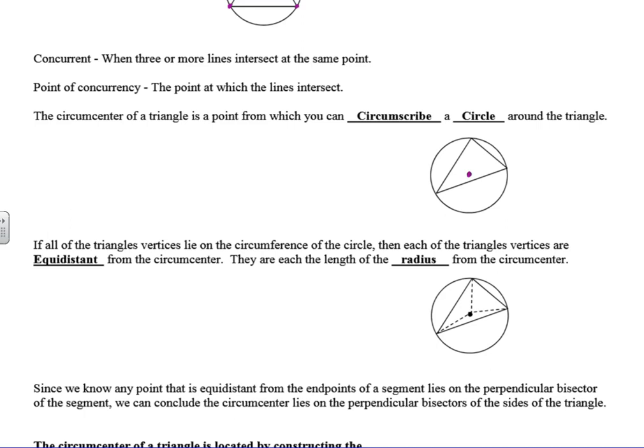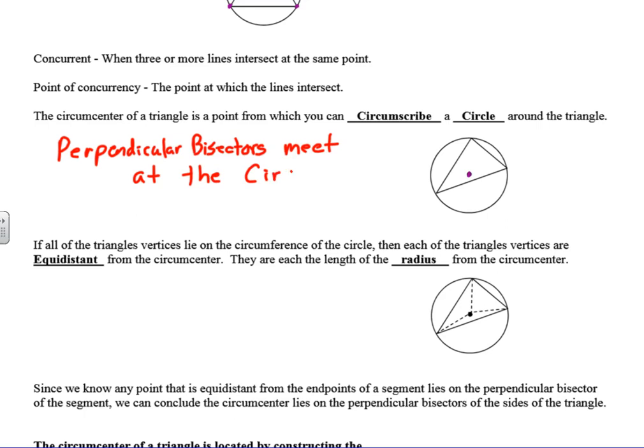So just to summarize this quick, the perpendicular bisectors of a triangle meet at the circumcenter. And the way that I remember this is I always just think PBCC. And I'll share with you a little song later on in this unit about that, but we've got some more. Just PBCC, perpendicular bisectors, circumcenter.